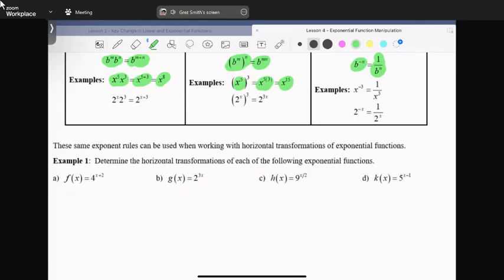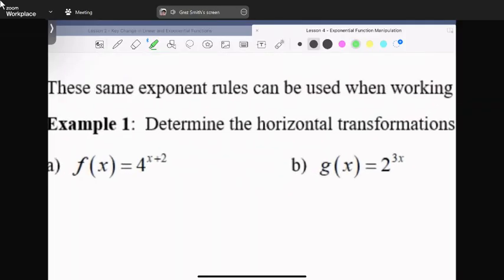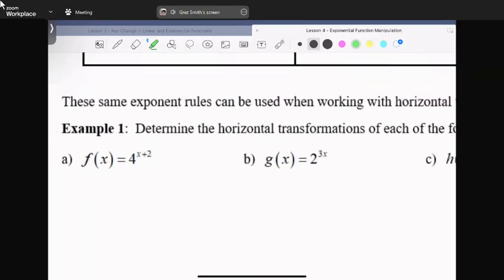So, using these rules, we are going to have a look at these 4 examples here. What is the horizontal transformation in each one of these? So, what horizontal transformation have we got in this first one? If the base function is, let me call it y of x, equal to 4 to the x, and we've transformed that into f of x, what transformation has occurred?